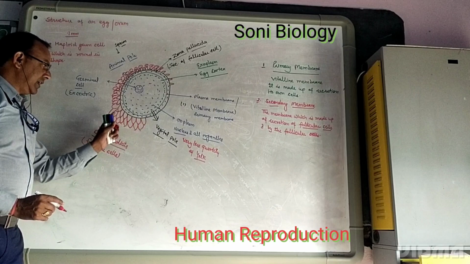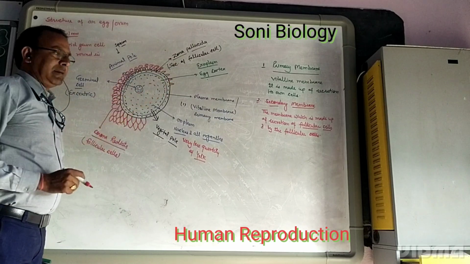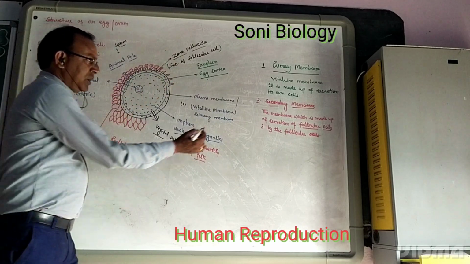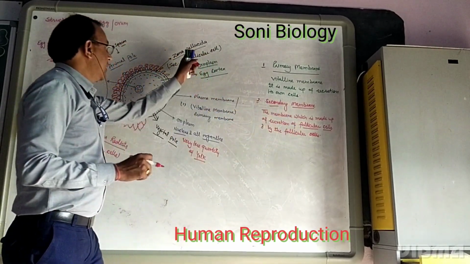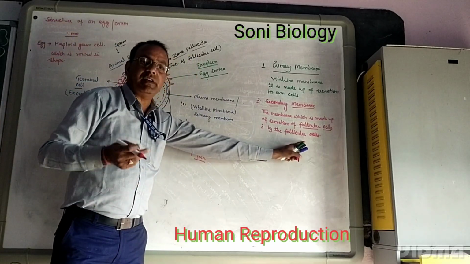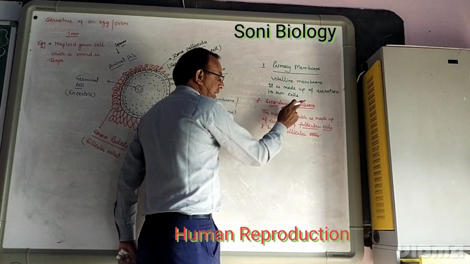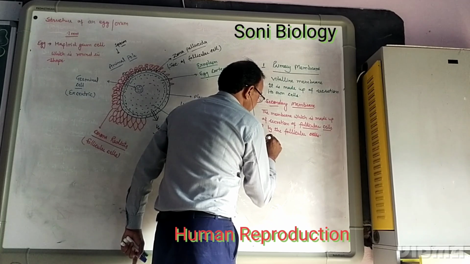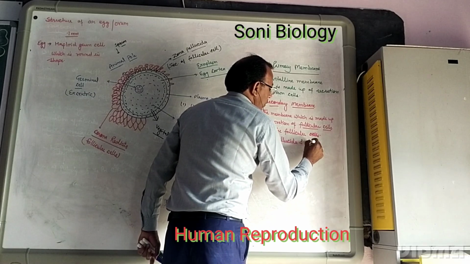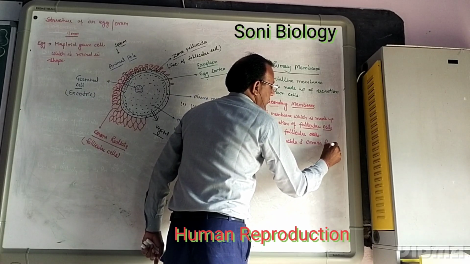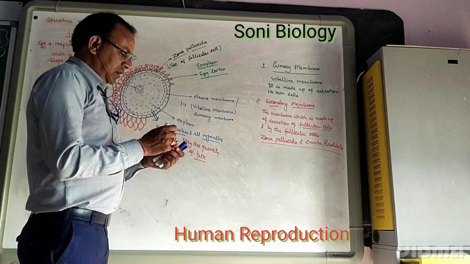Why is this layer called corona radiata? Because these cells are arranged in a radial symmetry, so it is called corona radiata. So the secondary membrane is made by the secretion of follicular cells, which is called the zona pellucida, and another by the follicle itself, which is called the corona radiata. So we can categorize the secondary membrane as zona pellucida and corona radiata. This is the second membrane or secondary membrane.